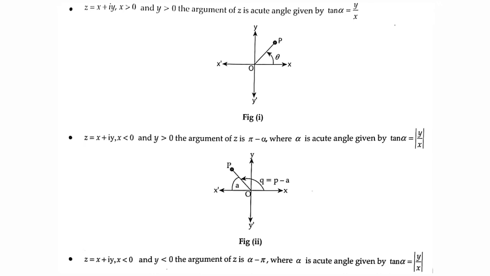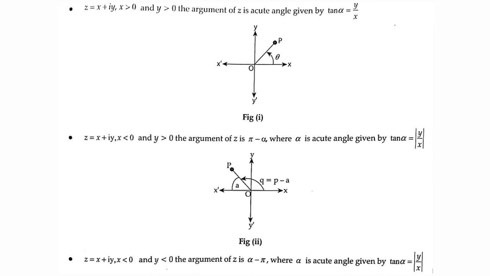The next is z is equal to x plus iy. If x less than 0 and y greater than 0, then the argument of z is pi minus alpha, where alpha is the acute angle given by tan alpha is equal to modulus of y upon x, because x less than 0 and y greater than 0, it lies in the second quadrant.